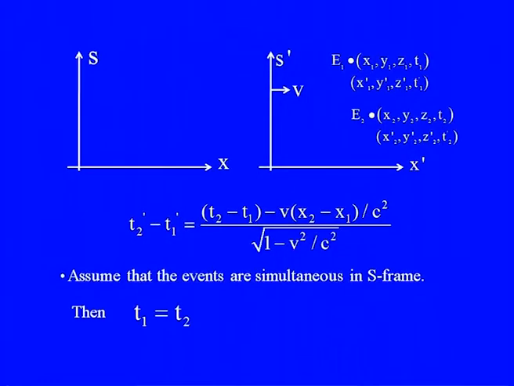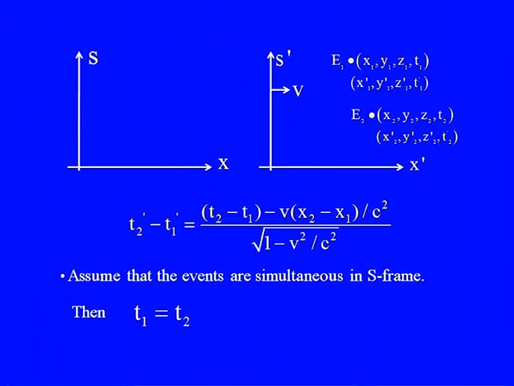Okay, so what's the difference between these two times? As seen, the difference between these two primes is obvious. So it's t2 prime minus t1 prime, and we find that's the same as t2 minus t1. So things on the right hand side are the coordinates, the time that we have in the S frame. So that's t2 minus t1 minus v times (x2 minus x1) by c squared, divided by the root of 1 minus v squared by c squared.